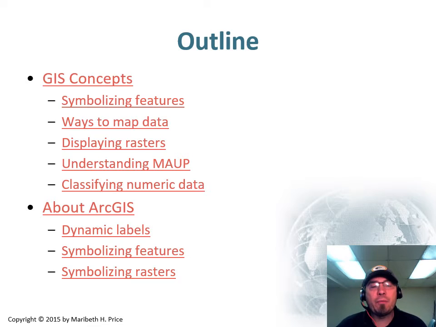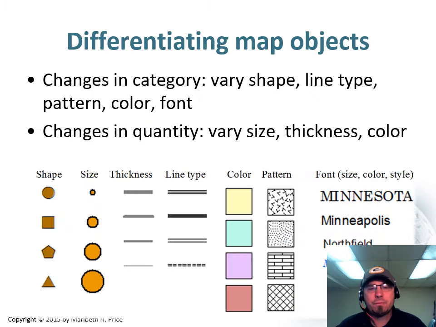But we're going to definitely talk about classifying numeric data because that's something you're going to do quite a bit in GIS. And then finally, we get to talk about labels, which isn't necessarily the most fun thing in the world, but definitely labels, symbolizing features, and symbolizing rasters to a lesser extent are very important decision-making things that you have to do when you're creating maps in GIS.